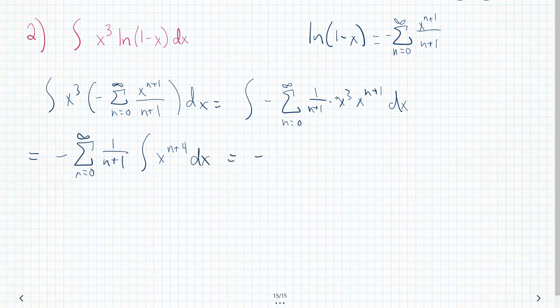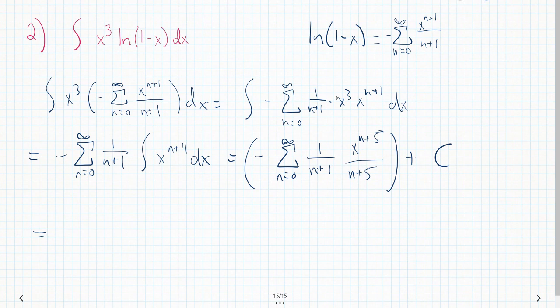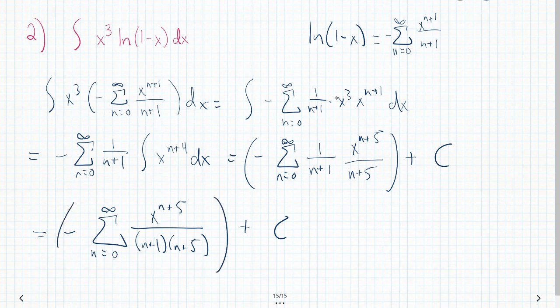And so all of this makes negative summation n equals 0 to infinity. You have a 1 over n plus 1, and then we have x to the n plus 5, when we add 4 and 1 makes 5, and then an n plus 5, and then plus some constant c once again. Okay, so at the end of the day, we have a negative summation n equals 0 to infinity, x to the n plus 5 now, over n plus 1, n plus 5, and then plus some constant c. And that's it.